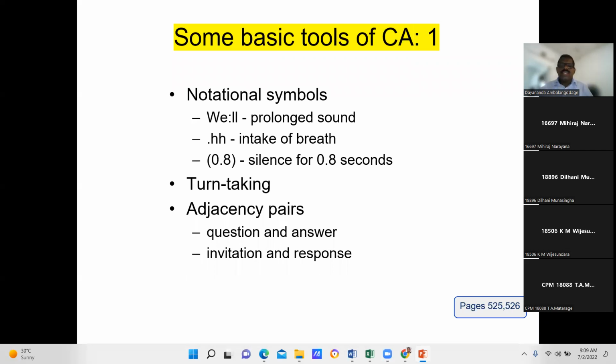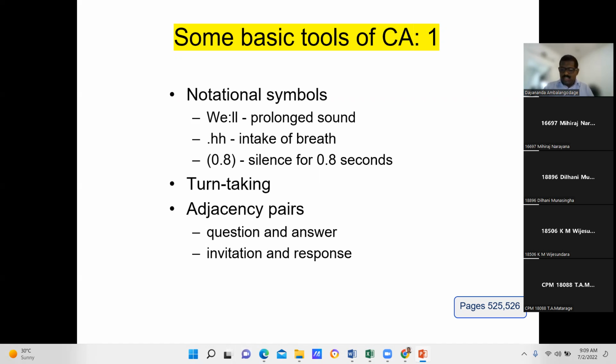Agency fairs means the starting and the finishing of the conversations, questions and answers. I asked a question, I answer. Invitation and response. I make an invitation, do you think that is correct? Do you agree with me? Why don't you look at this? So I'm just expecting a response.